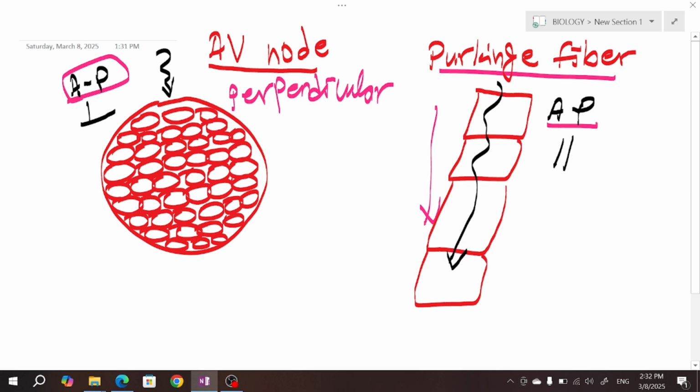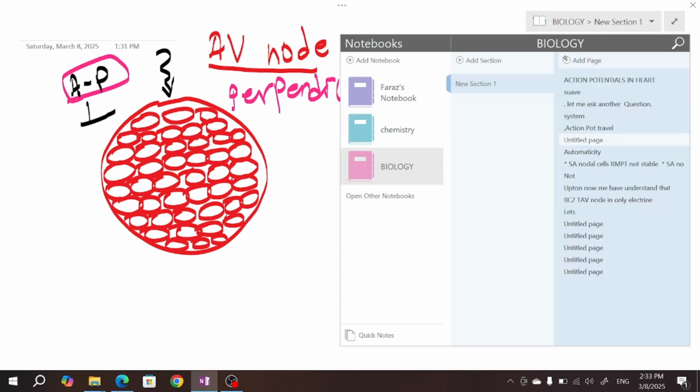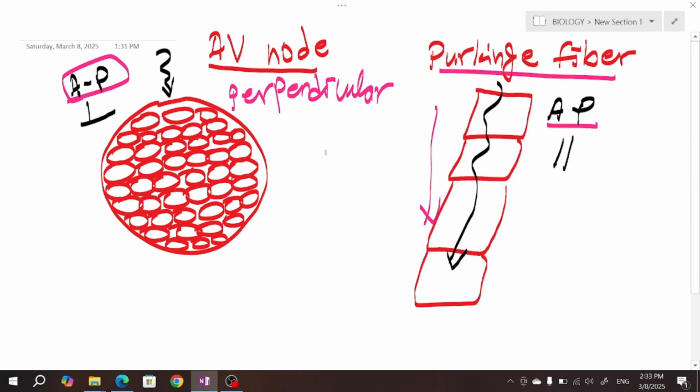When the action potential is traveling perpendicular to the arrangement of the cell, this perpendicular arrangement makes the action potential velocity slower, very slow we can say, in the case of the AV node. But in the case of the Purkinje fiber, the cells are arranged not perpendicular but parallel to the direction of the action potential, which makes it specialized in faster conduction with faster velocity, approximately 2 to 4 meters per second.